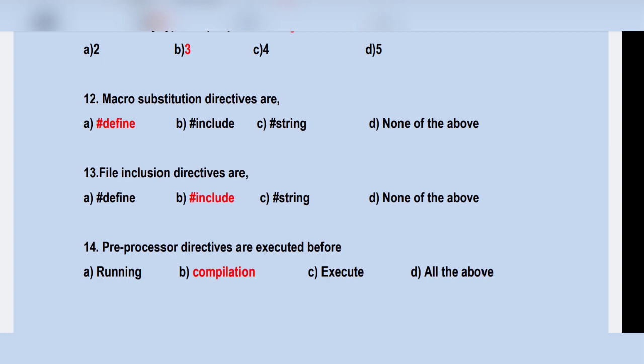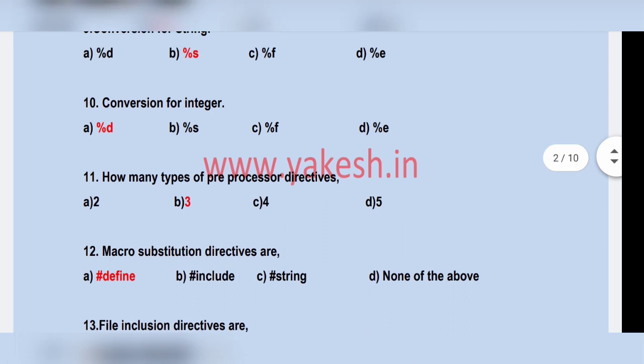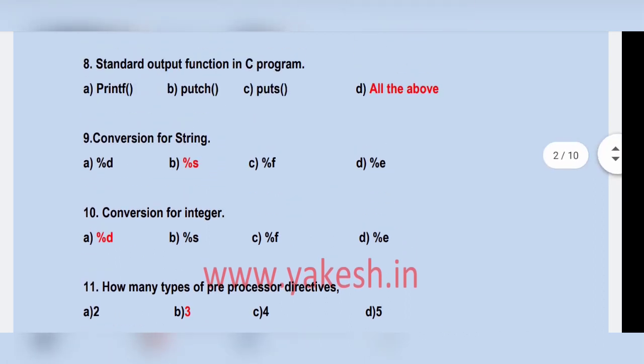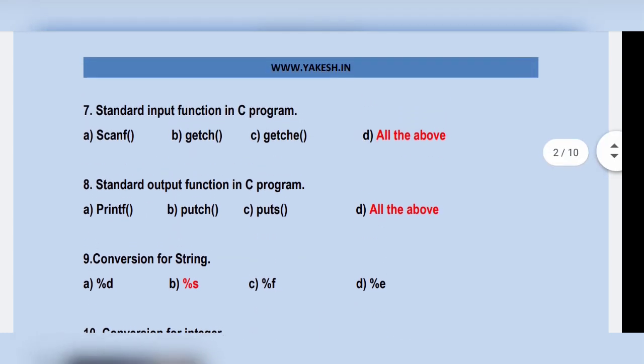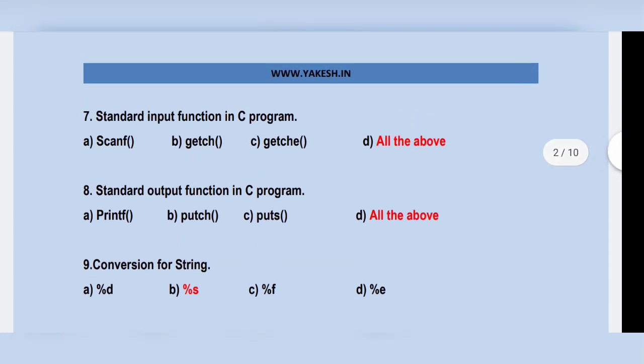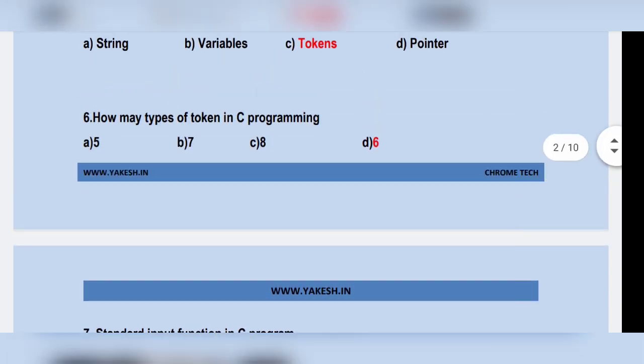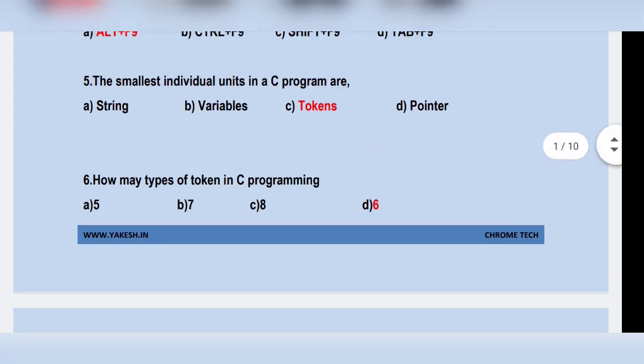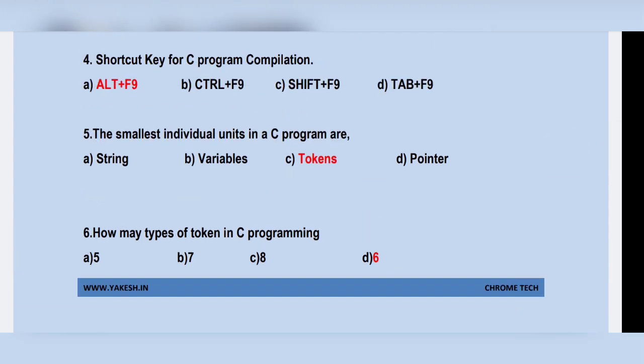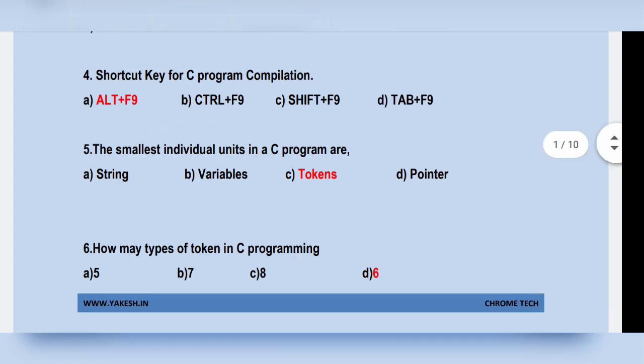File inclusion directives are option B. Macro substitution directives are option A. How many types of preprocessor directives? Option B. Conversion for integer, option A. Standard output function in C program: all of the above, printf. Standard input function in C program: all of the above, scanf, getchar, getch. How many types of tokens? Option D, 6 types.